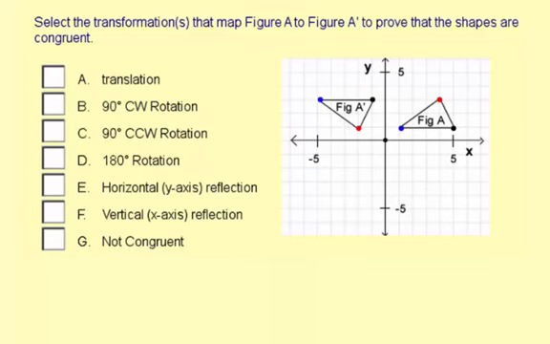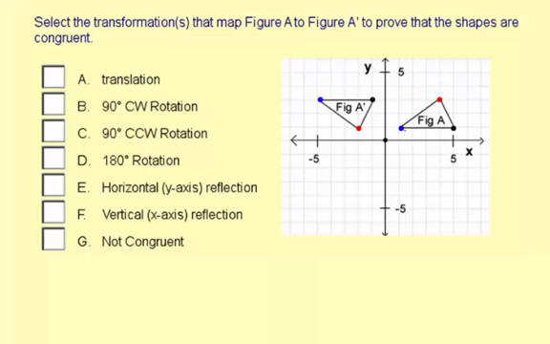Select the transformations that map figure A to figure A prime to prove that the shapes are congruent. So here's figure A prime. This time there's no draggable figure to help you with the transformations. You have to actually just try to figure it out on your own. So look at the orientation of the points and which way the triangle's facing to try and figure it out.